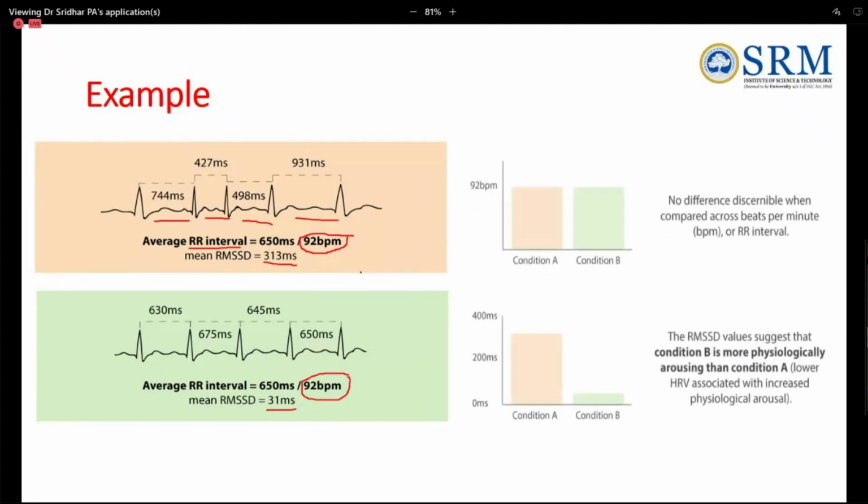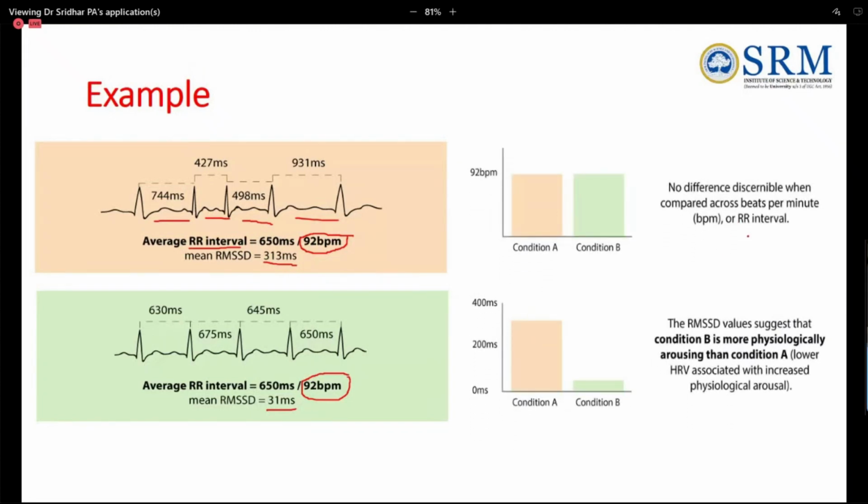So why is this happening? If I take only the beats per minute, this is condition A and this is condition B of an ECG. You can see that if I am only talking about the beats per minute interval, no statistical difference has been identified. With just the beats per minute, I will not be able to get the information to distinguish between the two different conditions.